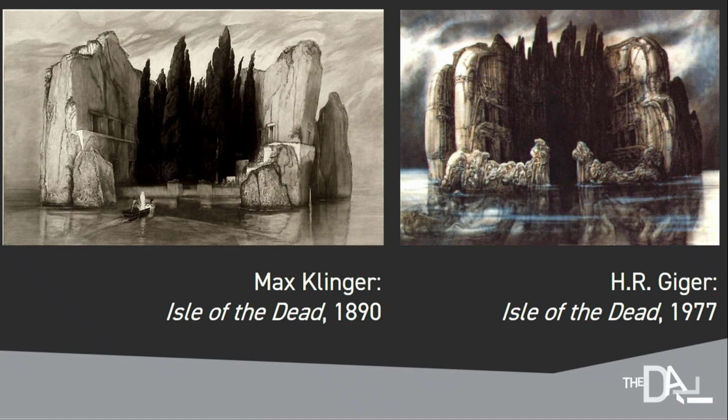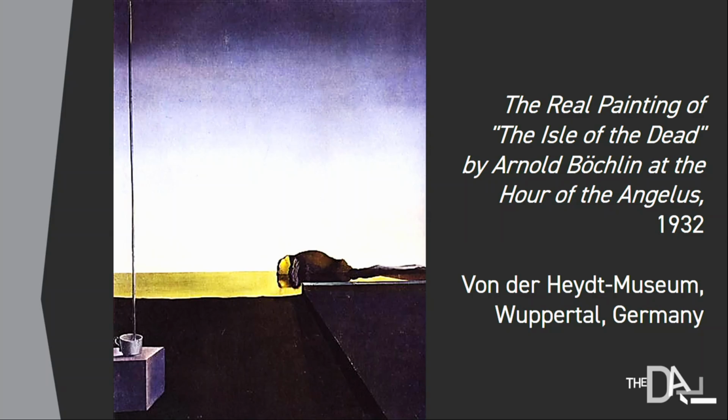Recent as 1977, H.R. Giger did a very powerful and haunting version of it. So it's something that's just haunted artists over and over and over again, which brings us to Dalí's very specific Boclean images. And there's 3 of these that I have to share. These are the Boclean variations, I guess. This first one is a bit of a surprise.